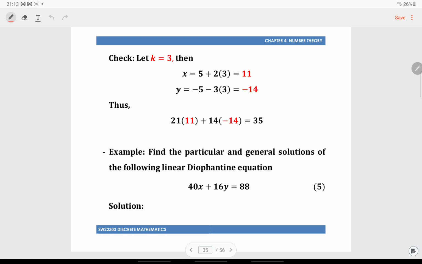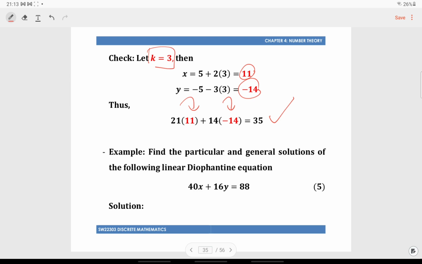You also can check. You can substitute k with any integer. So you can take k equal to 3, so the outcome equals 11 and -14. We replace into the equations. Yes, the equations remain true. Now we have another example.